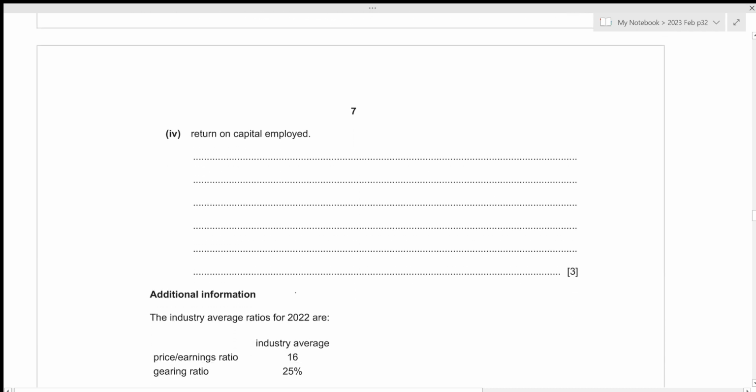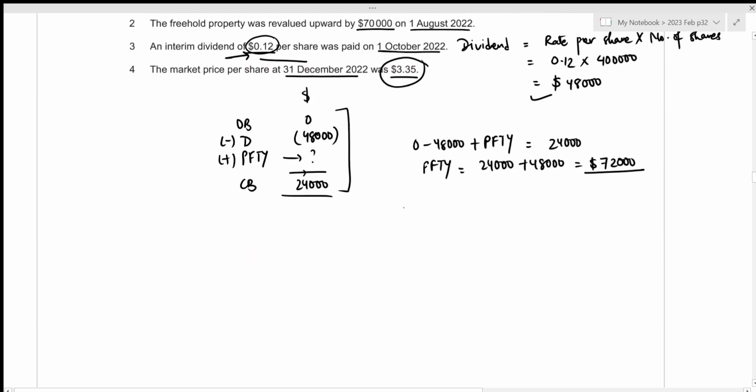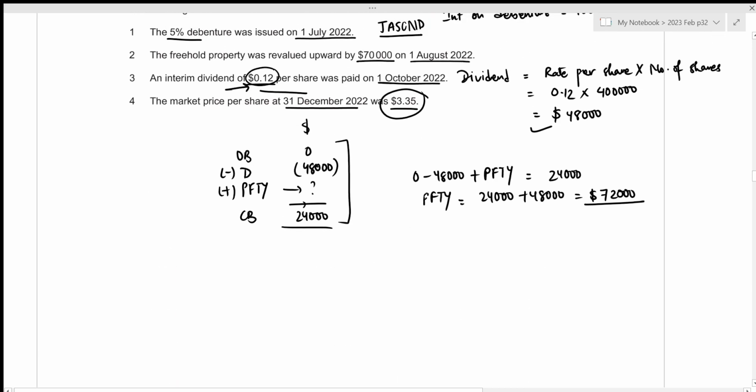Alright, then we also have the return on capital employed, and the formula for return on capital employed is profit from operations divided by the capital employed times 100%. Okay, so we already figured out our value of capital employed to be 1,054,000. Now we need to figure out our profit from operations. But we have also already figured out our profit for the year.